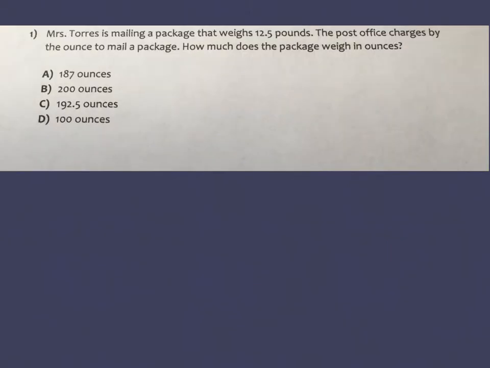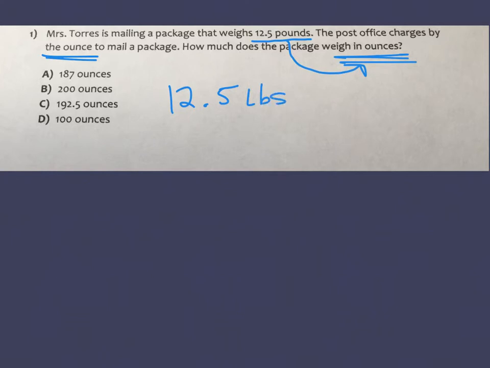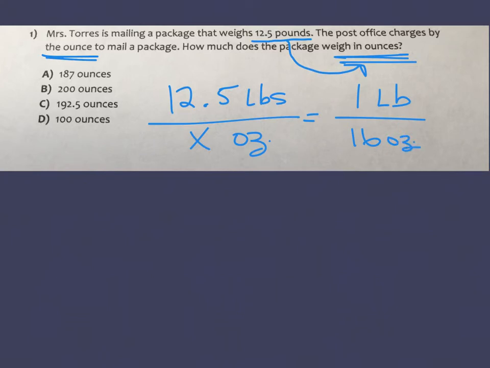In this problem, Mrs. Torres is mailing a package that weighs 12.5 pounds. The post office charges by the ounce to mail a package. How much does the package weigh in ounces? So we need to go from pounds to ounces. We have 12.5 pounds, which we don't know yet how many ounces that is. But if we check our STAAR reference card, we can easily see that 1 pound is 16 ounces.